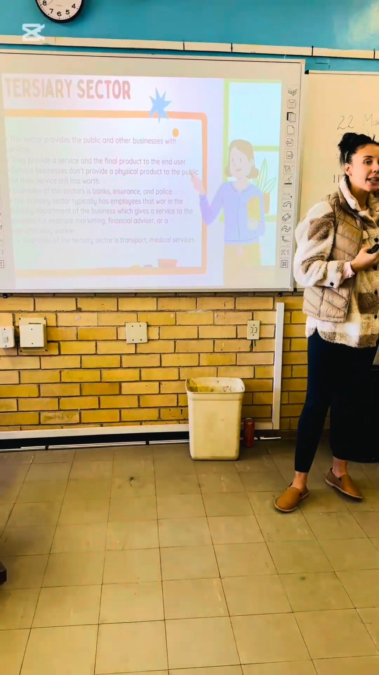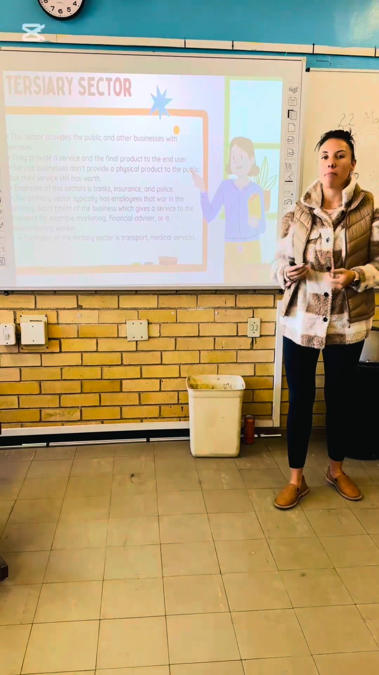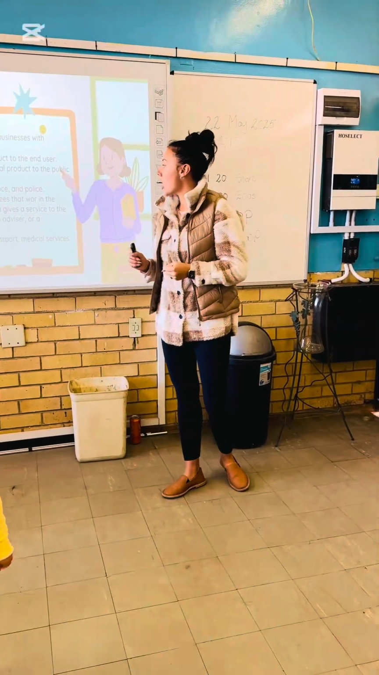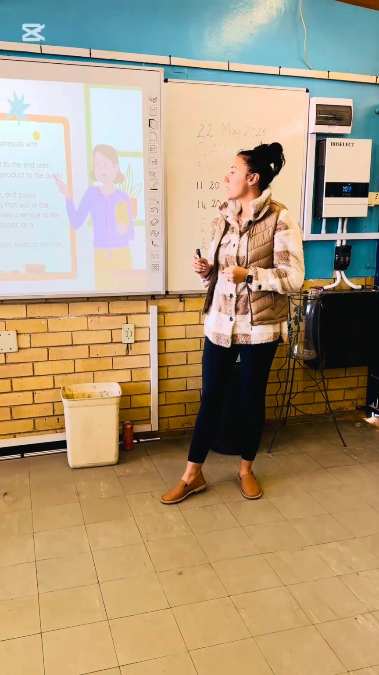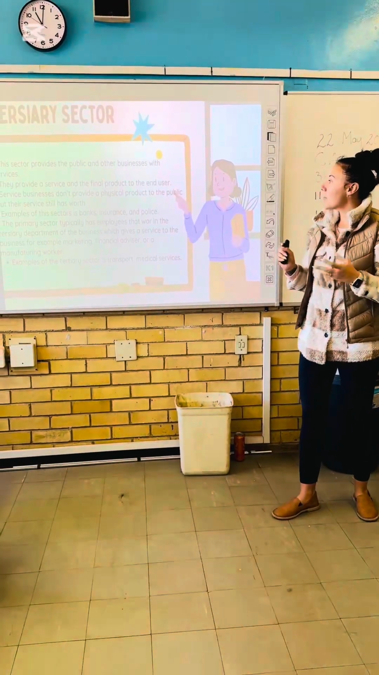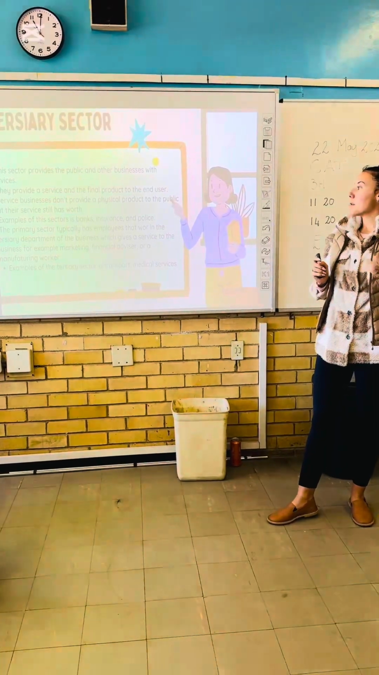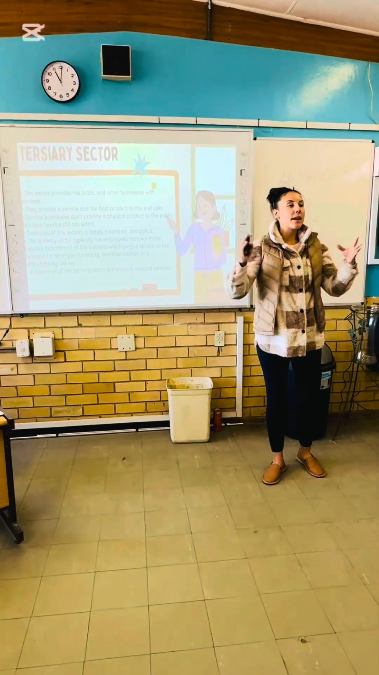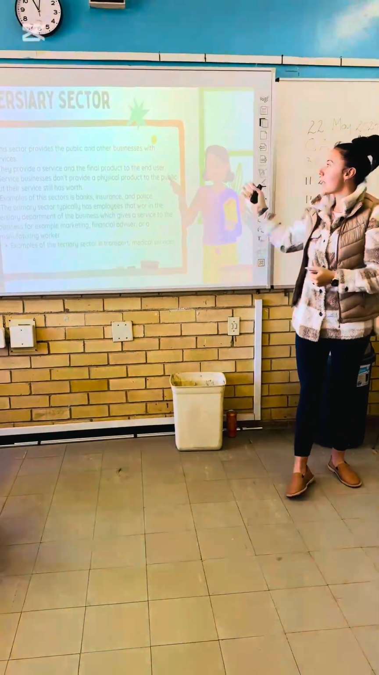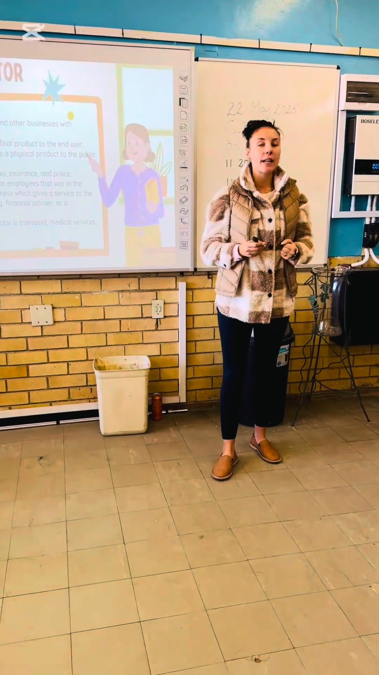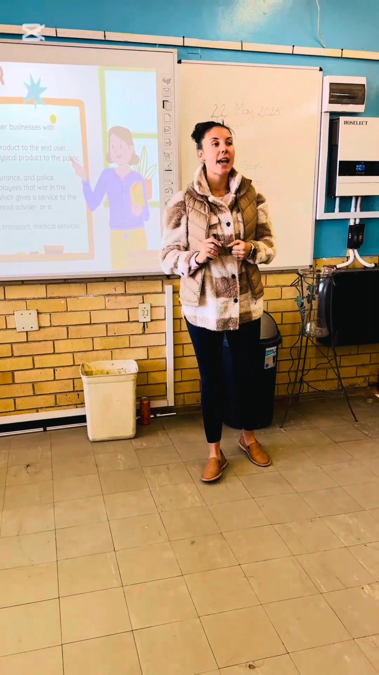We go to Checkers or Pick n Pay and we buy the product from them and we use it at home. Now an example of this is transport, medical service. It can be physical products, it can be bank, insurance policies. There's a very big variety of things that can happen in the tertiary sector that we sell. It's not only products, but it can be services as well.